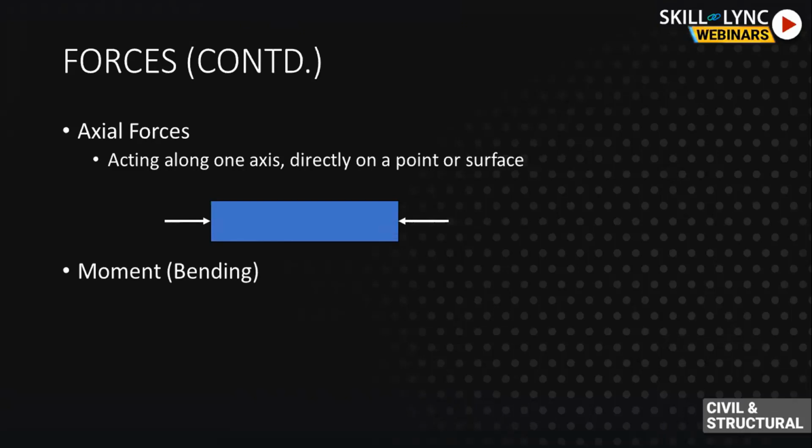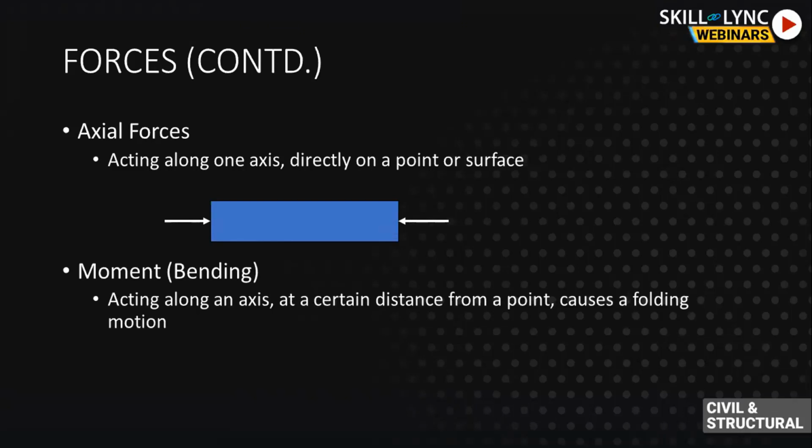Second is moment, bending moment. It basically acts about an axis at a certain distance from the point of application of the load. Like you see here, if the force F is applied at one end and the length of the blue member is d, then the moment generated on the other end will be F into d.